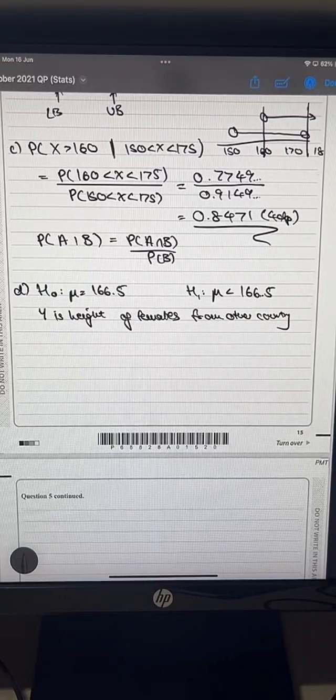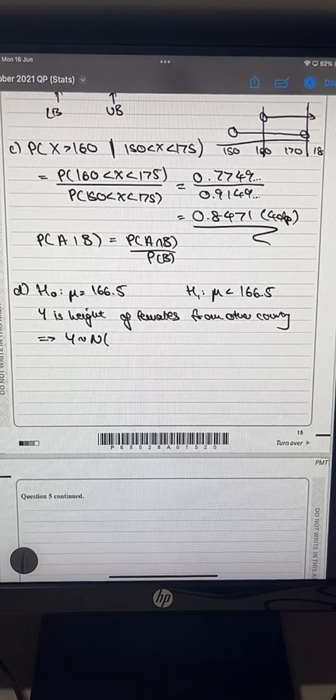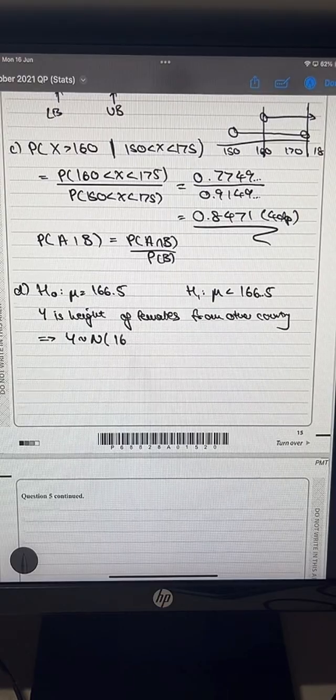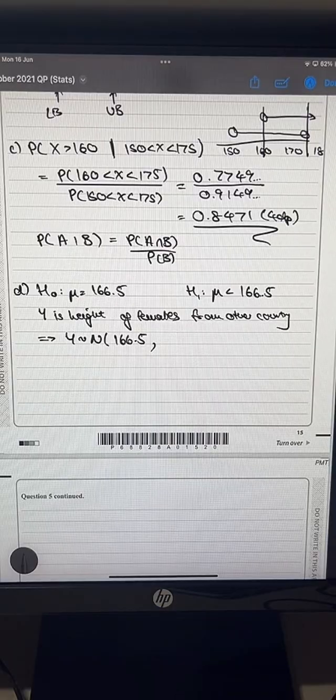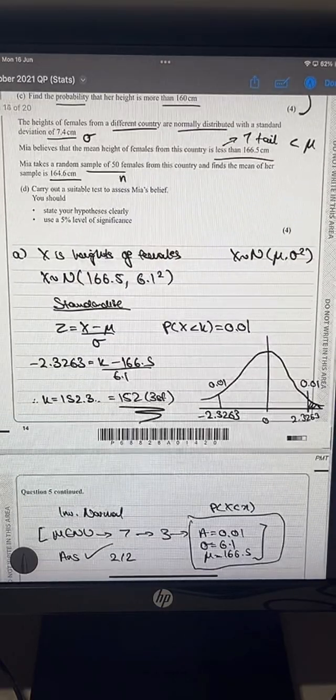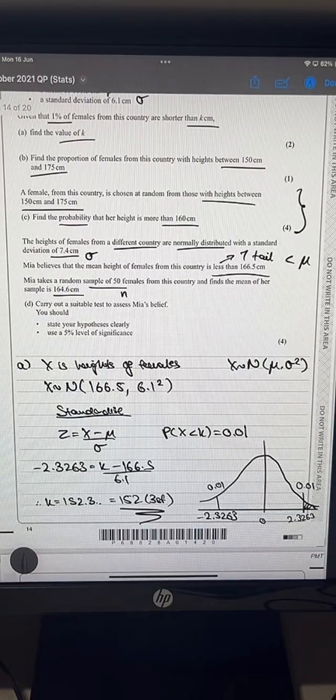Now I can say that Y is normally distributed, and I'm going to assume H0 to be true, so mu is going to be 166.5, and I've got my standard deviation of 7.4 squared, because the question gives me a different standard deviation.